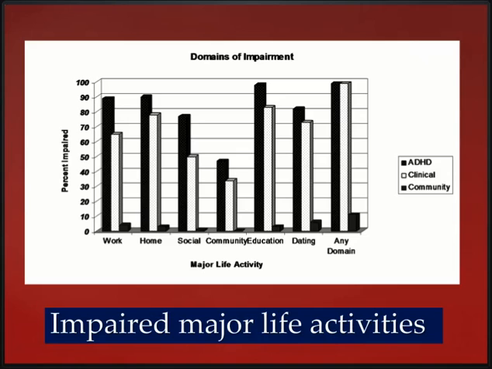As you can see here, the clinical groups reported significantly more impairment in work, home life, social relationships, community activities, education, dating and marriage, as well as across all domains on the rating scale. We also found that adults with ADHD reported significantly more impairment than the other groups in the area of work, social relationships, and in education particularly, as I've said before.